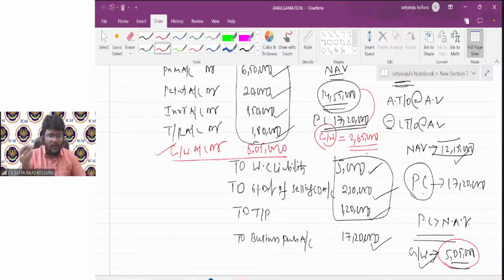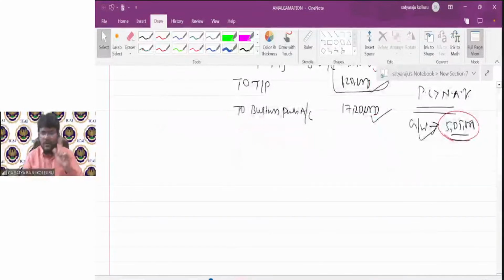It's okay. Even though if PC is less than NAV, you are telling that, sir, if PC is greater than NAV, then the situation is goodwill, then it holds good. If PC is less than NAV, still you can apply. Still you can apply. You know the reason? I will tell you. Don't be confused.